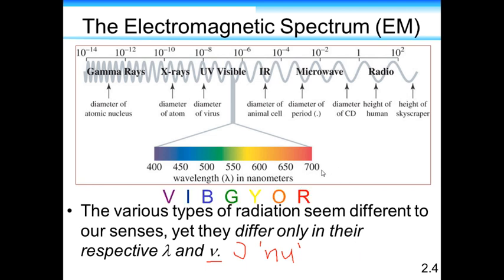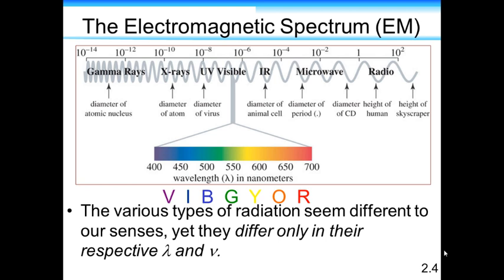To remember the visible wavelengths, people sometimes use the abbreviation Roy G Biv. It's backwards here, but red is lowest in energy, then orange, then yellow, then green, then blue, then indigo, and violet is highest in energy, or shortest in wavelength.